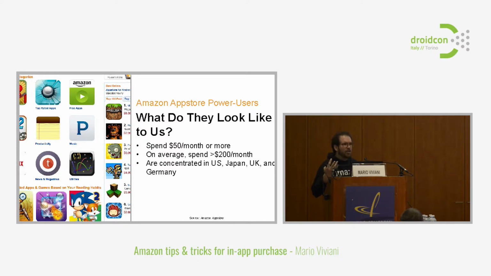So why are they spending this money, and where can we find these power users? Even though we have evidence of power users being pretty much everywhere in the more than 200 countries where App Store is available, we saw clusters of these power users in the US, Japan, United Kingdom, and Germany. So if you are thinking about engaging with these power users, probably these are the countries where you should focus your attention.